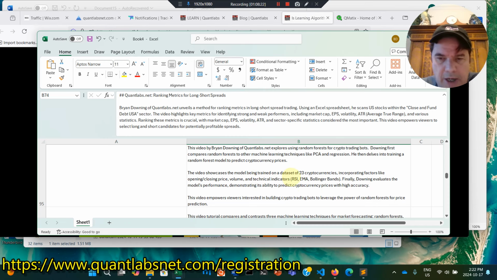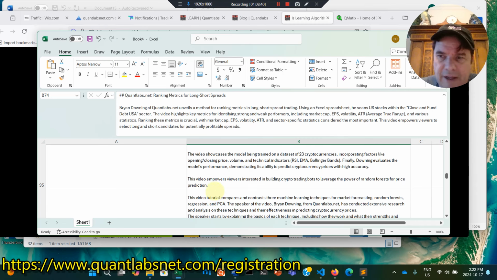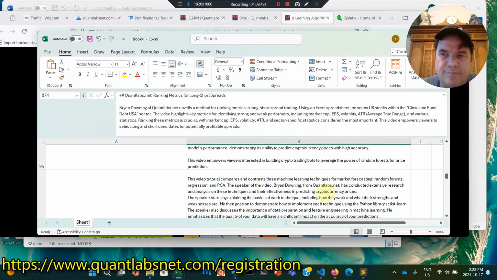Showcases being trained on a data set of 23 cryptocurrencies, incorporating factors like open, close price, volume, technical indicators like RSI and Bollinger and EMA. Evaluates the model performance, demonstrates the ability to predict crypto prices with high accuracy. How valuable would that be? So again, if you're interested in building crypto trading bots to leverage the power of random forests for price prediction.